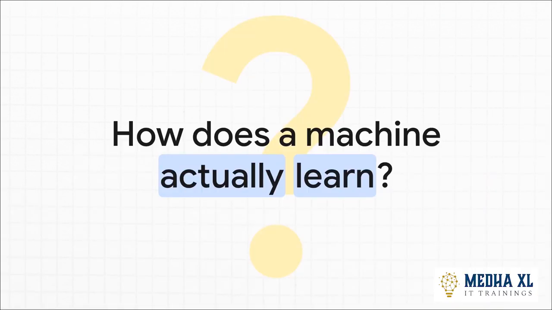So it all comes down to this one big question. How does a machine actually learn anything? I mean, how does it go from being just a blank slate to making these incredibly smart predictions? Well, it's not a mystery. It's a process. And it turns out there are really only three main ways that this happens.